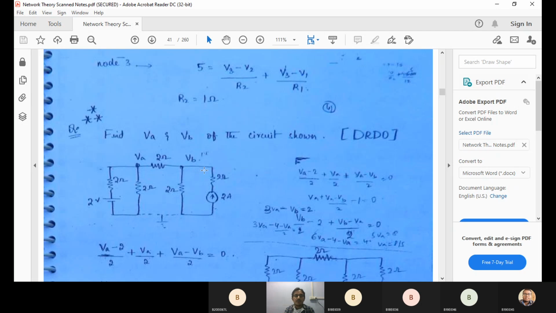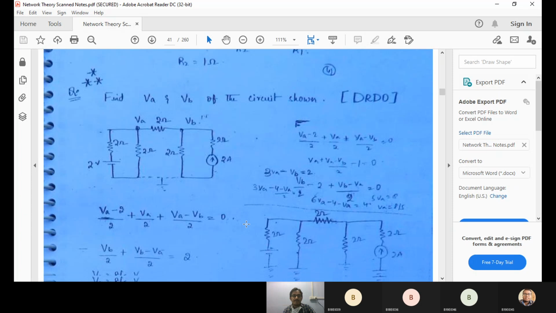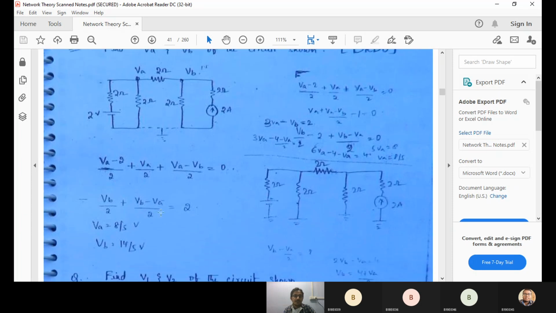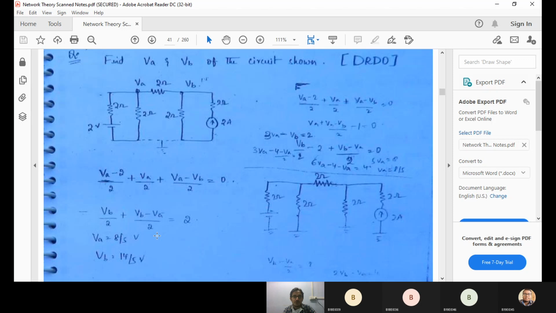This is one equation. Coming from the other end, VB is at higher potential. VB minus VA by 2 is one term, VB minus 0 by 2 is another term. And here this current is already known, coming in the opposite direction, so minus 2 is equal to 0. These are two variables and two equations. If you solve these two equations, you can get the values of VA and VB. If you solve, you will get VA is equal to 8 by 5 and VB is equal to 14 by 5.